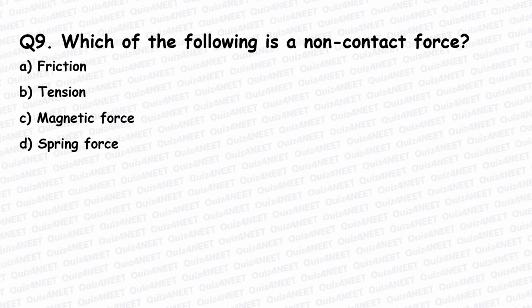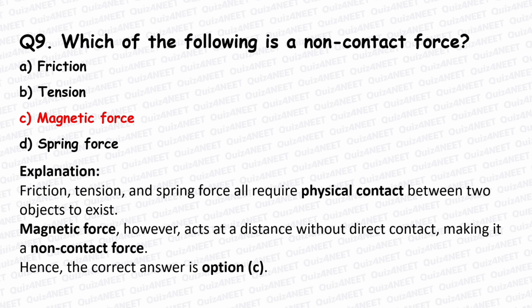Q9. Which of the following is a non-contact force? A, friction; B, tension; C, magnetic force; D, spring force. Answer: C, magnetic force. Explanation: Friction, tension, and spring force all require physical contact between two objects to exist. Magnetic force, however, acts at a distance without direct contact, making it a non-contact force. Hence, the correct answer is option C.